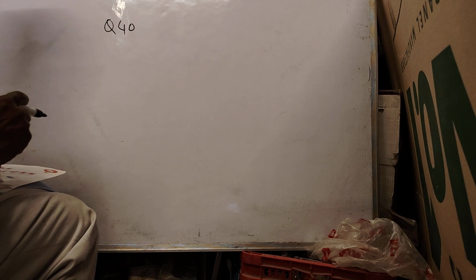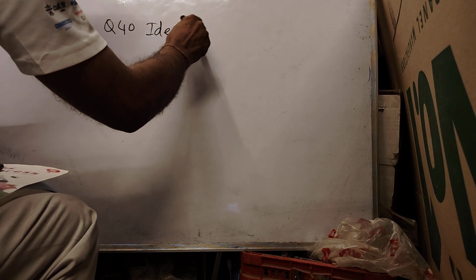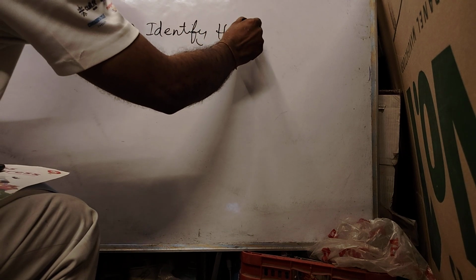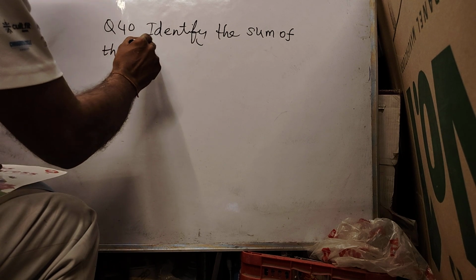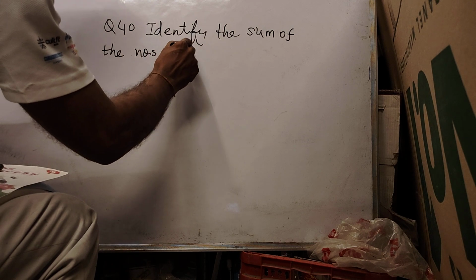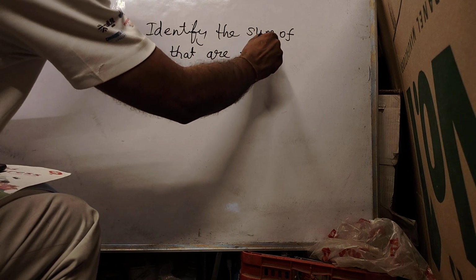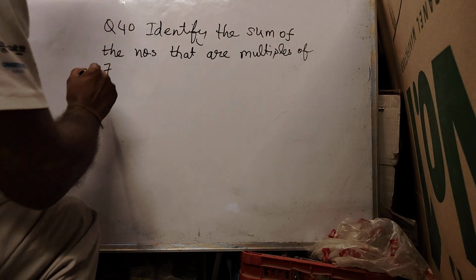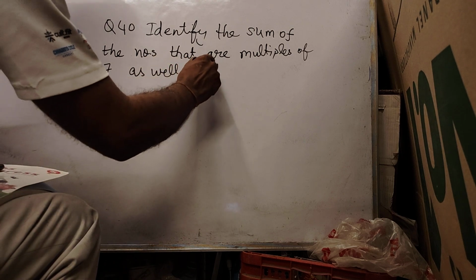And last, question number 40. Identify the sum of the numbers that are multiples of 7 as well as factors of 42.